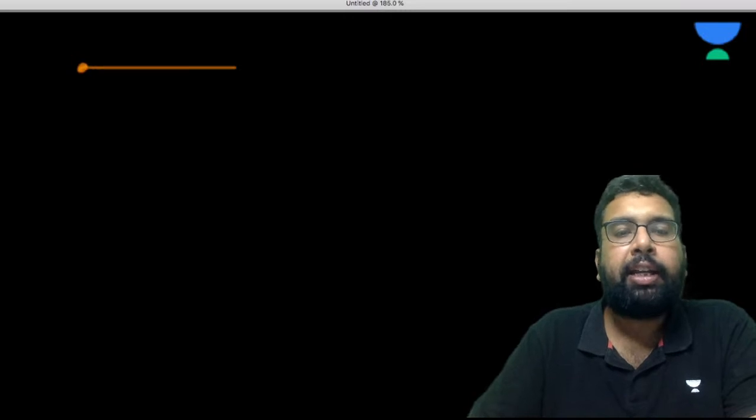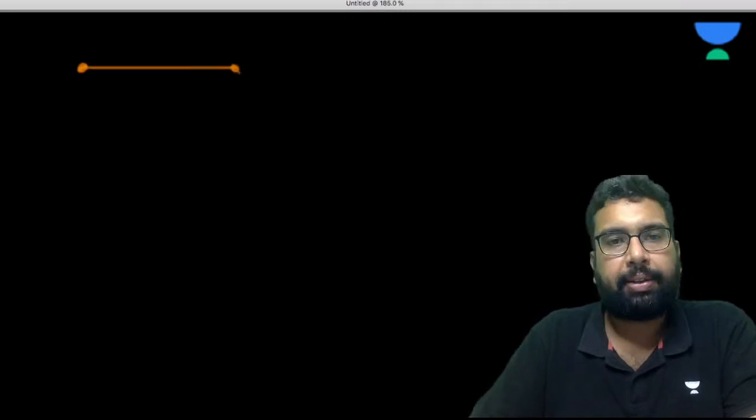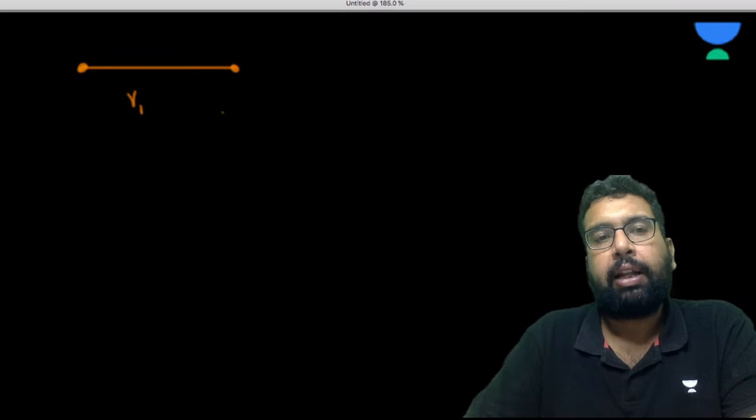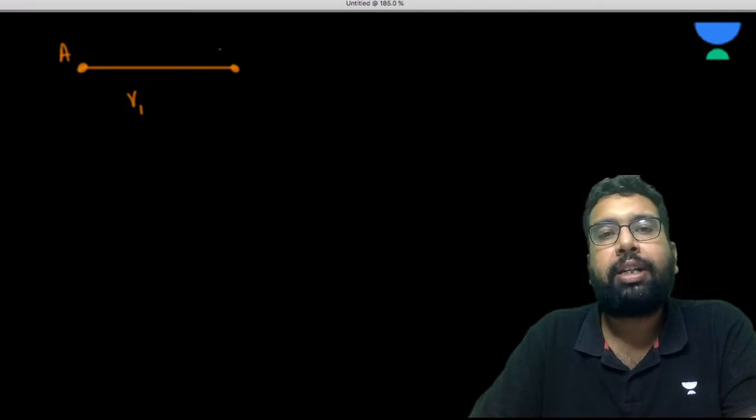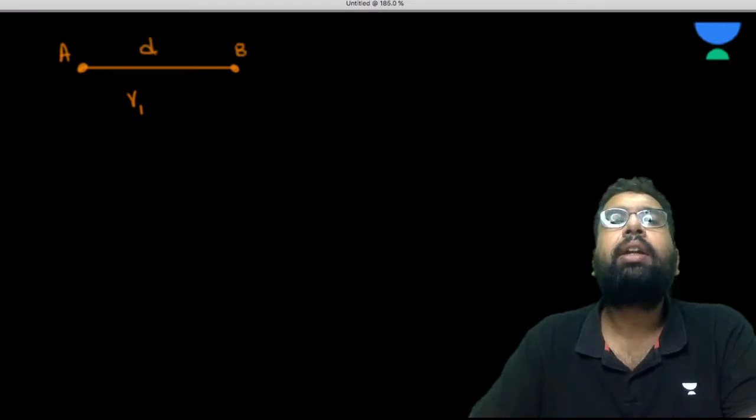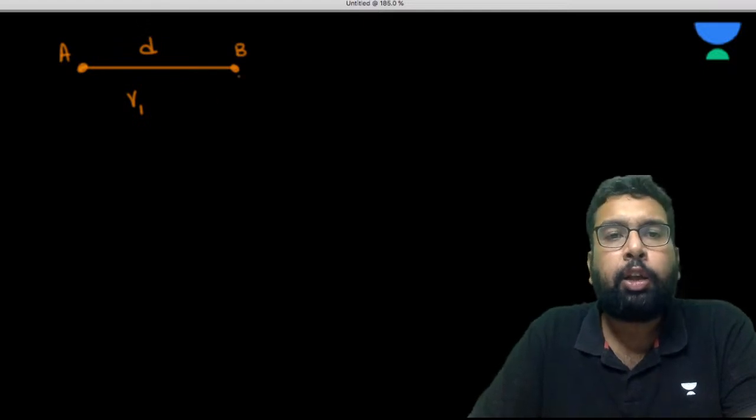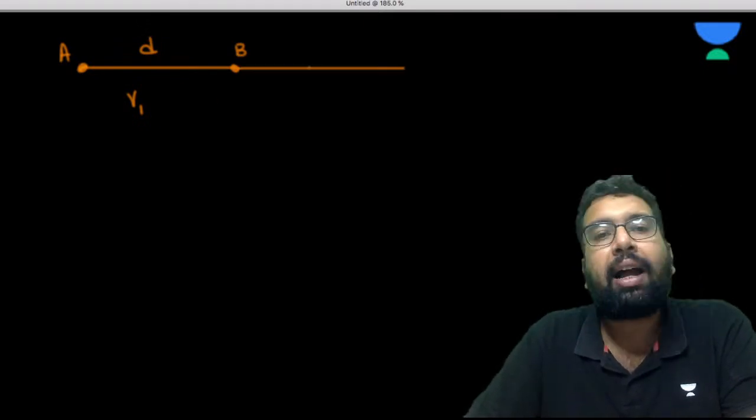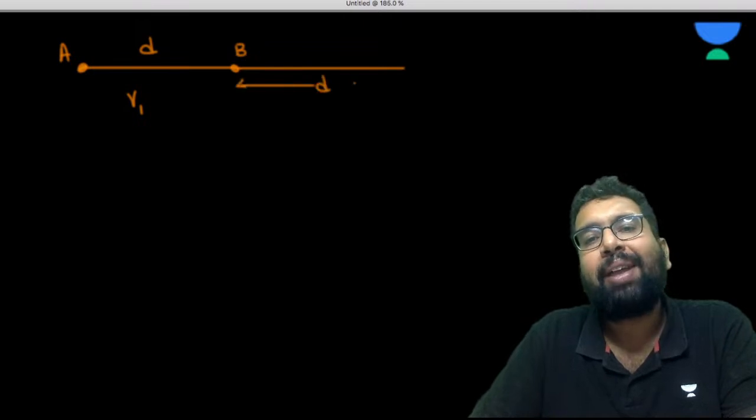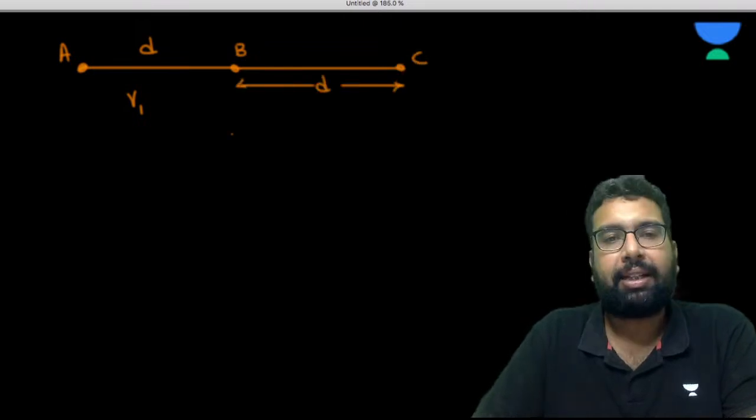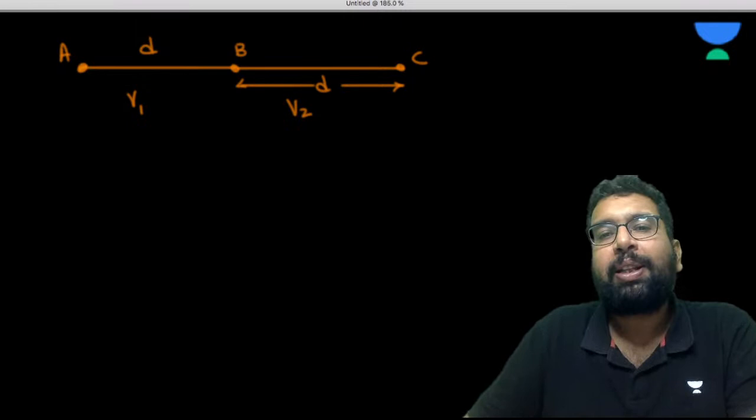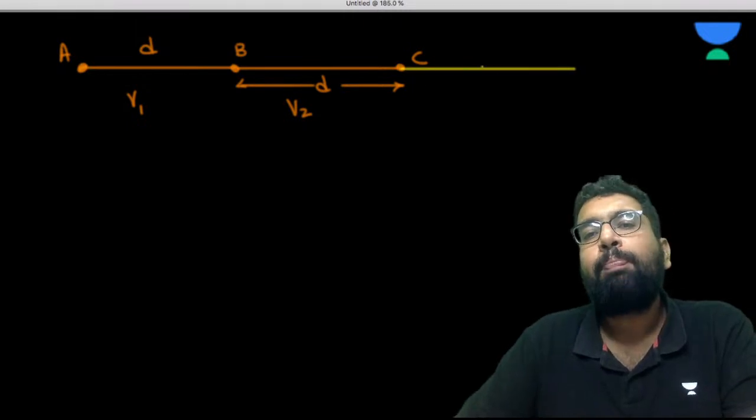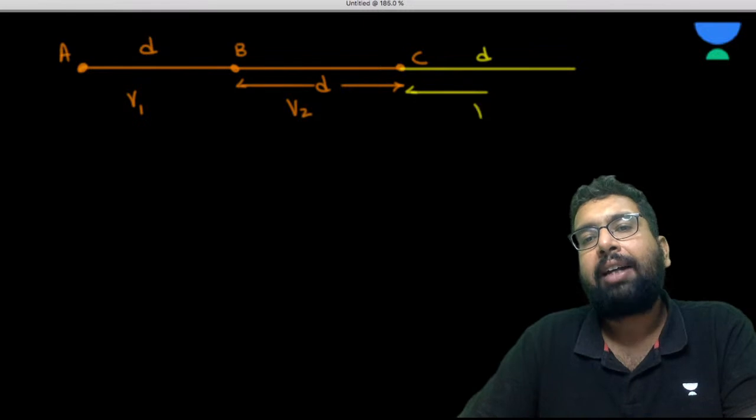Now, let's suppose that some person started here. He has covered some distance at a speed v1. Let's say this is from where he has started, and by reaching this point, he has covered a distance of, let's suppose, d. Now, from this point, he moved forward and again covered the same distance d at a speed of v2. Now let's suppose he may have moved the same distance at a different speed.